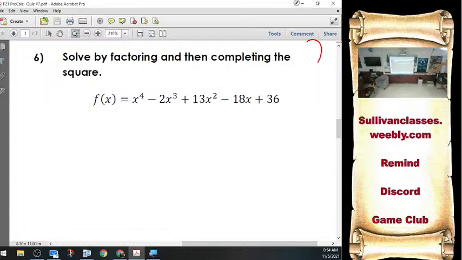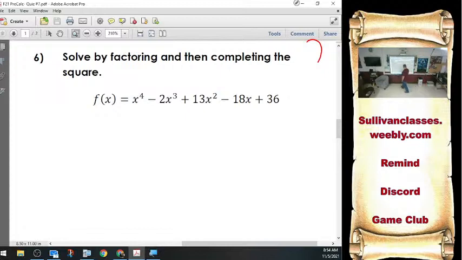Oh yeah, factor. No synthetic division. What do you mean by factor? I've been working on my factoring. Hey, you gotta go to quadratic form first, guys.